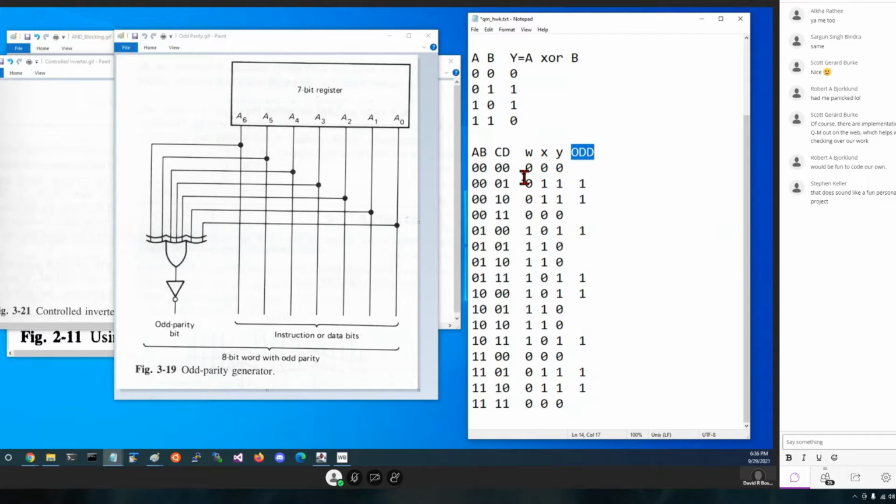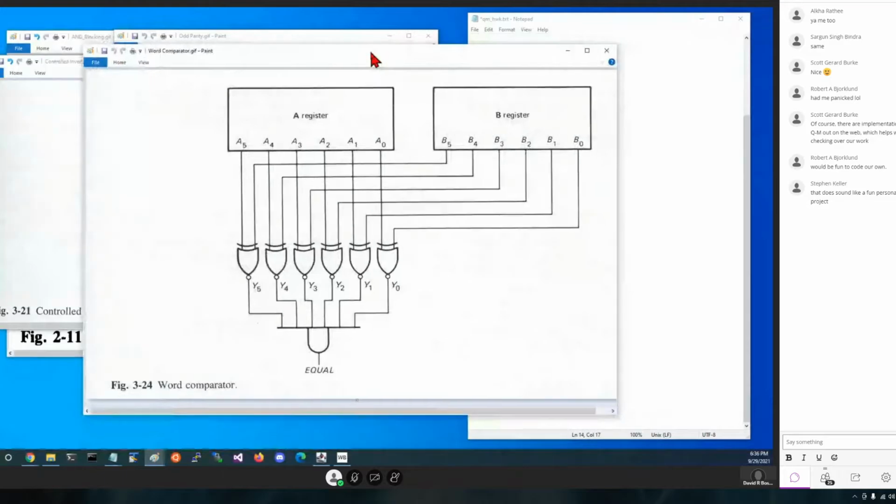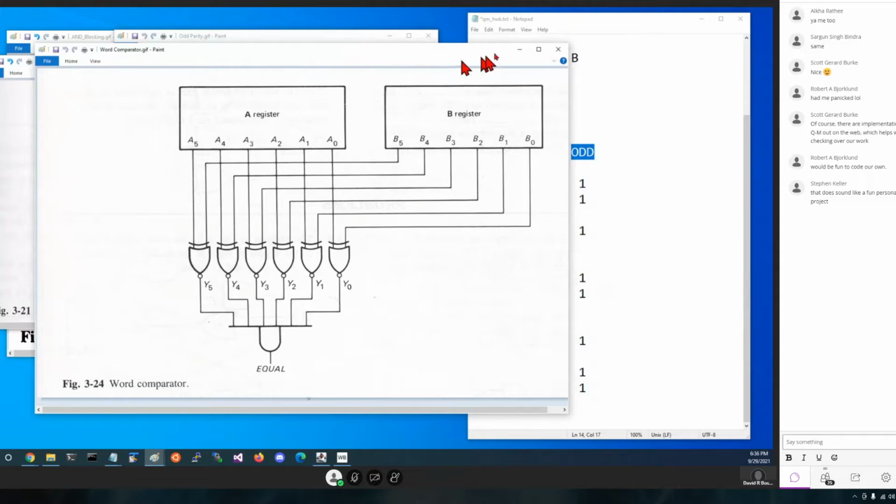Okay, let's move ahead here. Taking what we learned from that, we might encounter something looking like this. We have 2 registers, and each of their corresponding bits, A5, B5, A4, B4, all the way down to A0, B0, are passing through a XNOR gate. It's not a XOR, it's a XNOR.